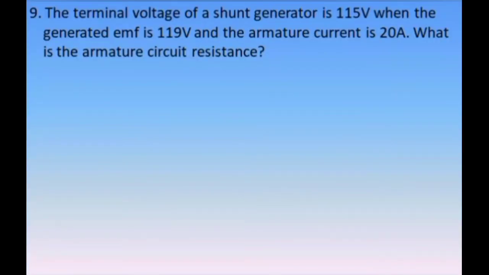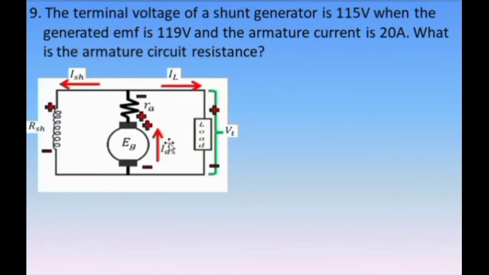Let's proceed to problem number 9. The terminal voltage of a shunt generator is 115 volts when the generated EMF is 119 volts, and the armature current is 20 amperes. What is the armature circuit resistance? We have a shunt generator. The terminal voltage is 115 volts. The generated EMF is equal to 119 volts. And of course, the armature current IA is equal to 20 amperes. We are asked to determine its armature circuit resistance, RA.